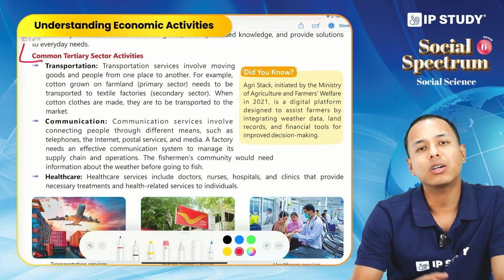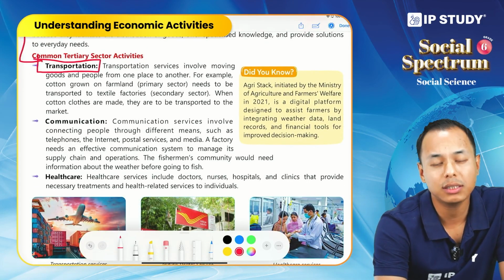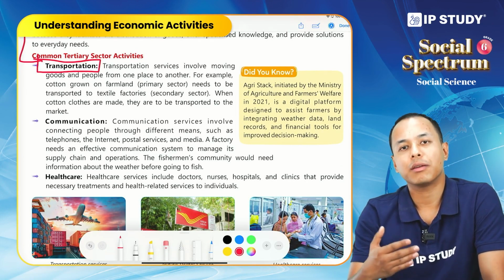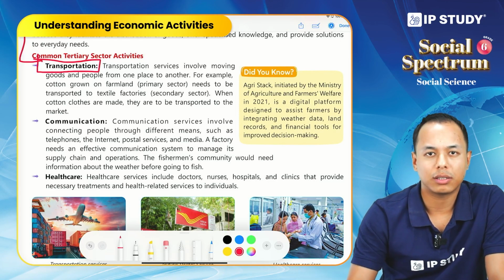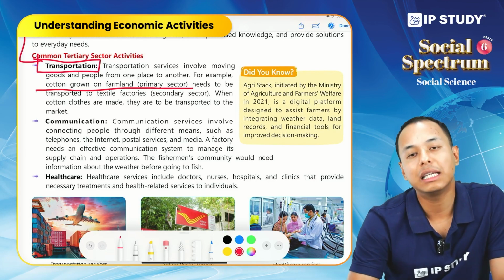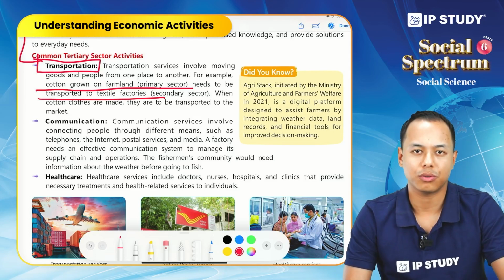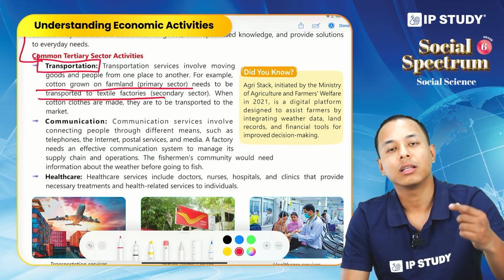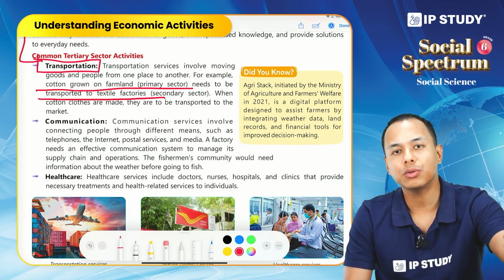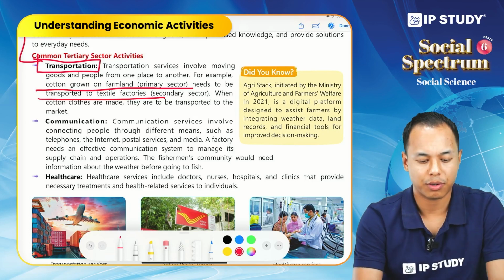So what are the common tertiary sector activities? Firstly, transportation. As we have already discussed, transportation provides services so that people and goods can be transported from one place to another. I have already given the example: cotton grown in farmland needs to be transported to the textile factory where it is processed into clothes, and from there the finished product, the clothes, needs to be transported to market. So the transportation service plays a very important role.